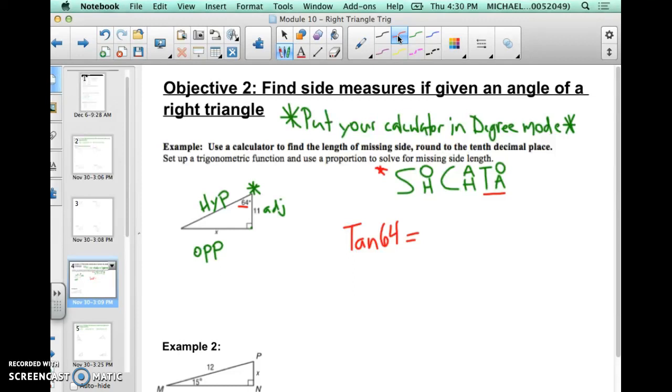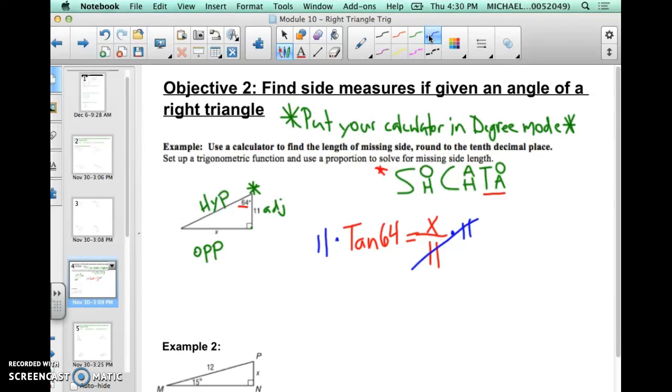Opposite, in this case, is our unknown, x, over the adjacent, which is given to us as 11. So at this point, I have set up my equation correctly. I have an unknown in the numerator, and it's being divided by 11. And I got that based off of labeling my triangle correctly, so it's a skill built upon a skill. Now, from here, I can go ahead and solve for my unknown variable. Like I said, it's being divided by 11 on the right-hand side, so I can multiply each side by 11.